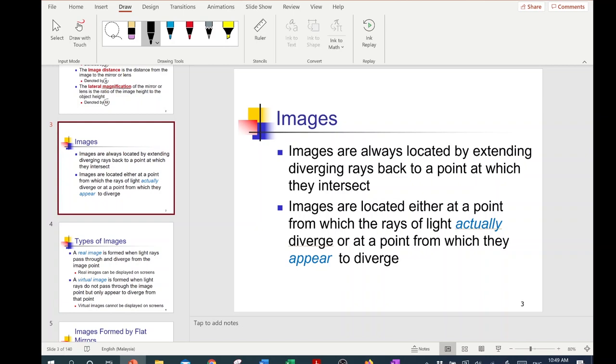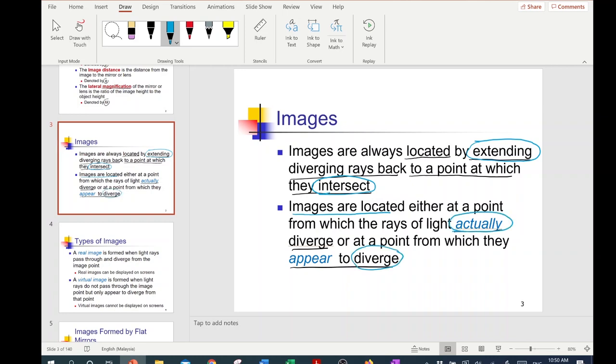First, how can we form the image from the existing object? We can form the image by locating, or extending, the diverging rays back to a point at which they intersect. So the key point here is extending the diverging rays to where they intersect. Therefore the image can be located either at a point from which the rays of light actually diverge, or they appear to diverge. The key point here is diverge: either they actually diverge or appear to diverge.